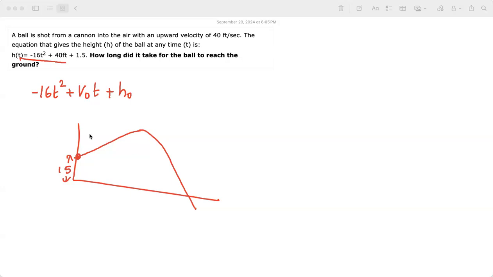Miss, would I write 0 equals negative 16t squared plus 40t plus 1.5? Correct. Good job. That's how you should solve.